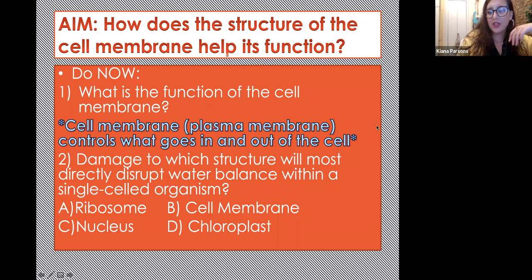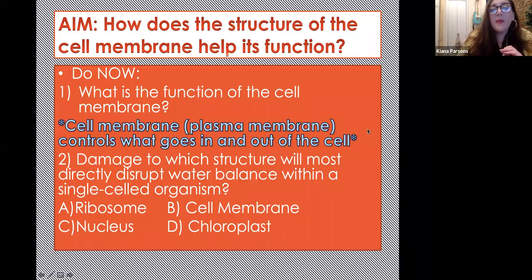The second question here. Question number 2. Damage to which structure will most directly disrupt water balance within a single-celled organism? So a single-celled organism, the entire organism is one cell, right? So what is going to disrupt the balance of water inside of the cell? What controls how much water goes in and out of the cell?